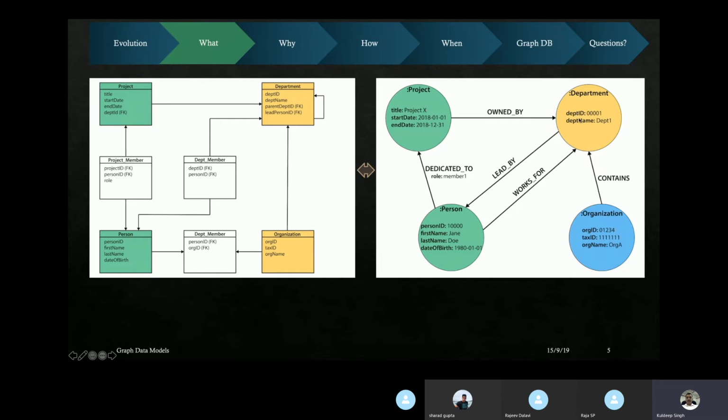led by a department. So these are the actual relationships between person and department. Person is also related to a project, which we consider dedicated to, or assigned to, or working on. So this is also a relationship between a person and a project. And the project is owned by a department. So these directed lines are actually relationships between the two nodes.